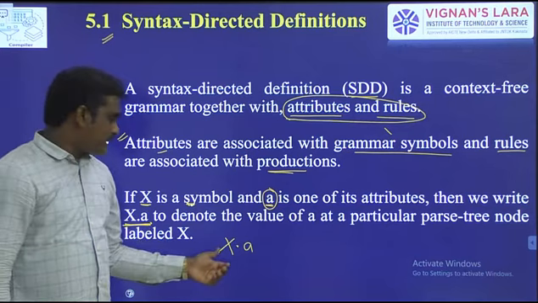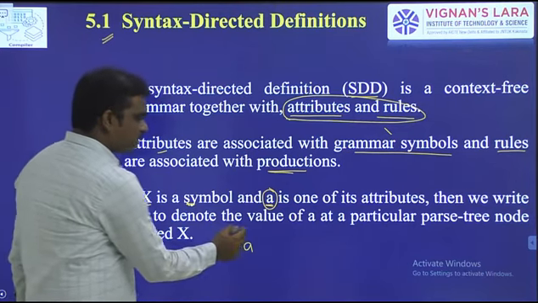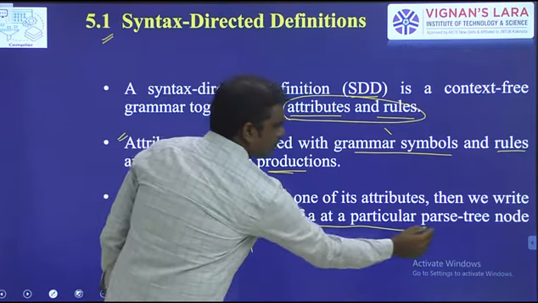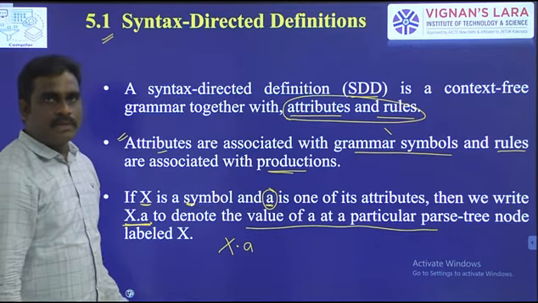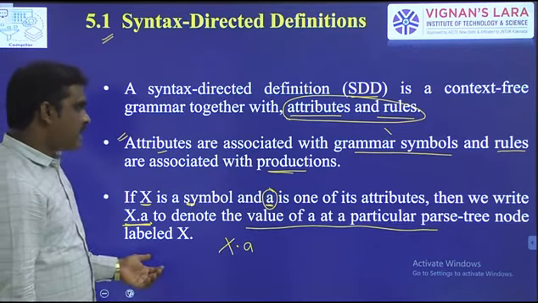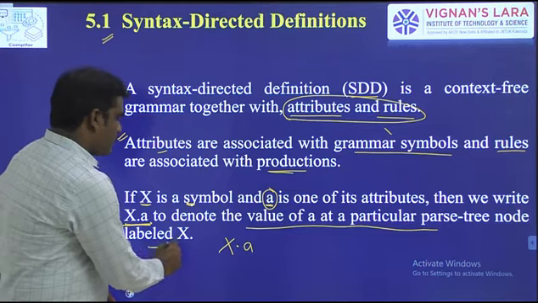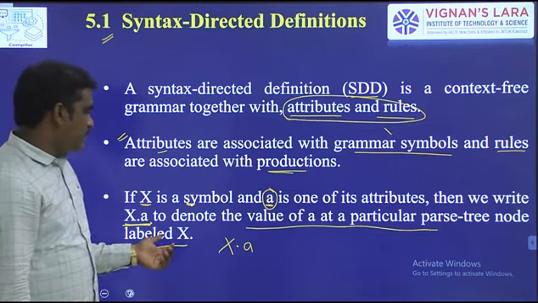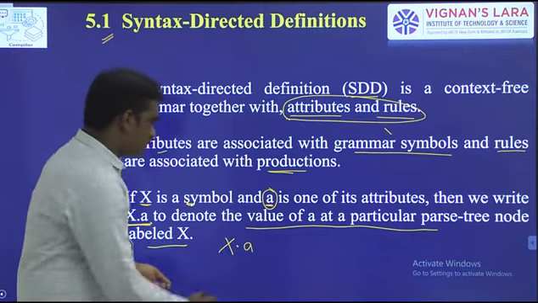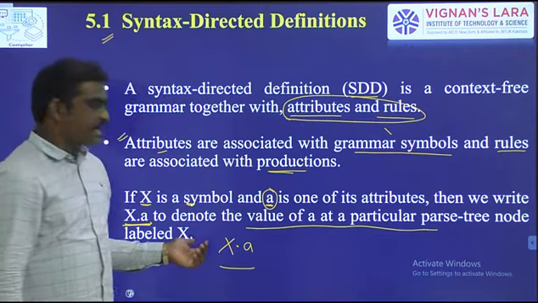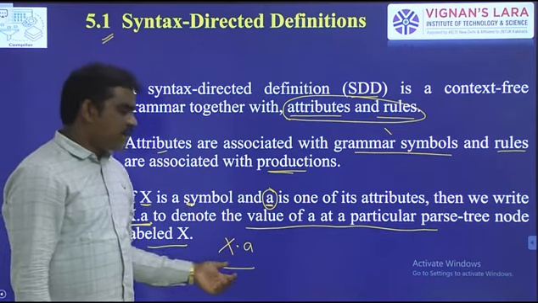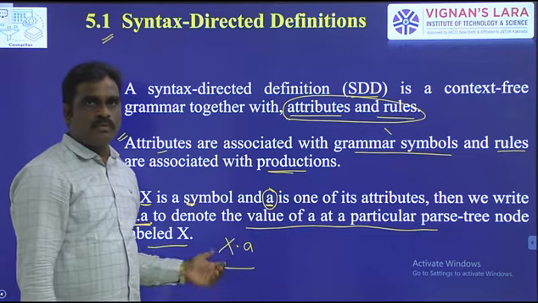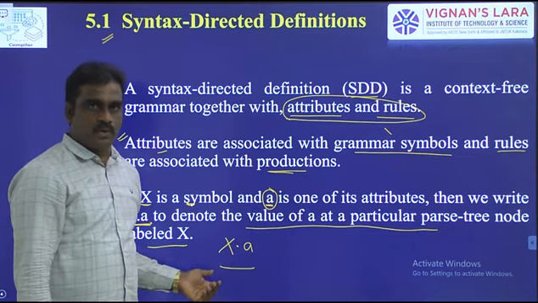So the meaning of X dot A is that it denotes the value of a particular parse tree node labeled X. So this is the meaning of X dot A. It is the value of a particular node. What type of node? X is a node.